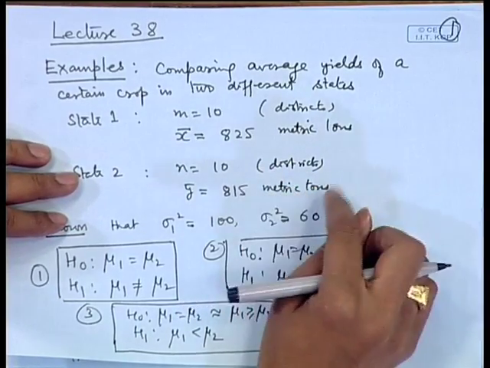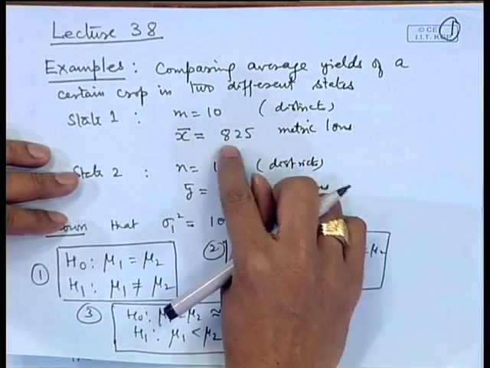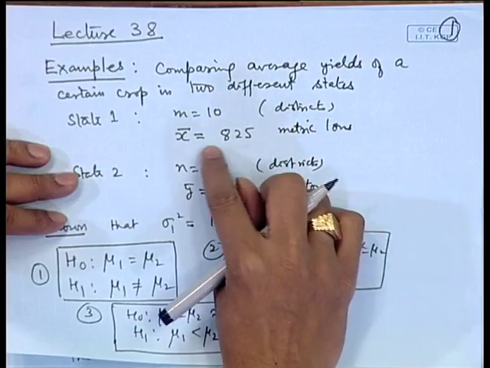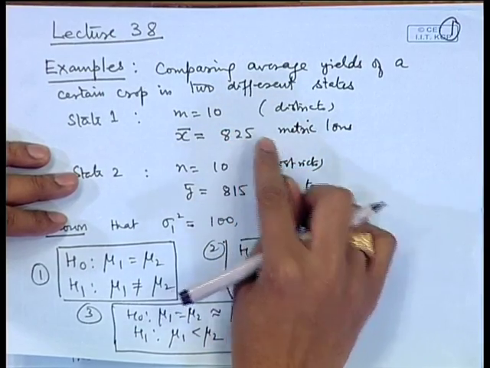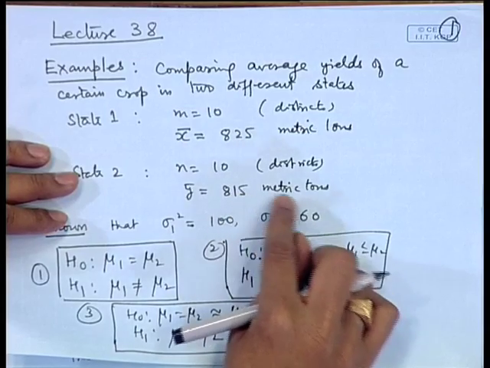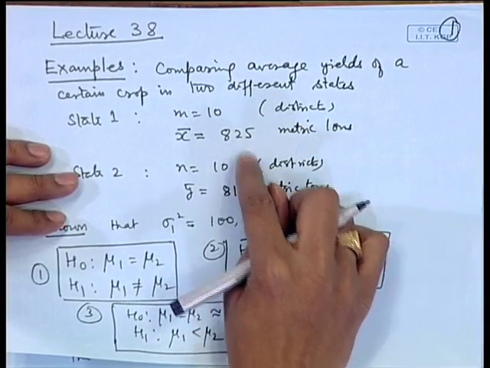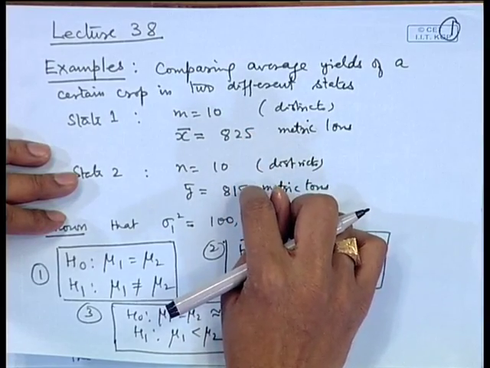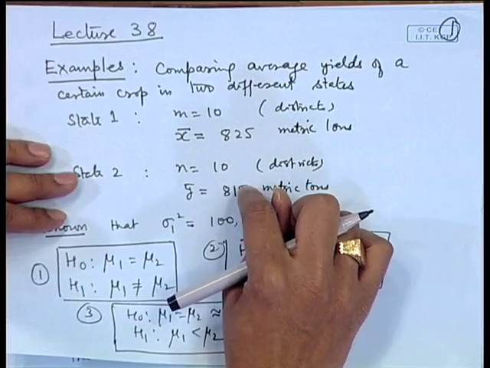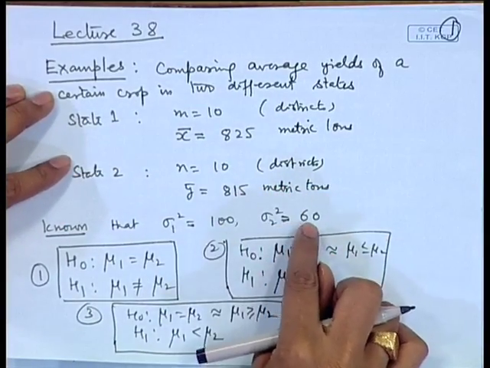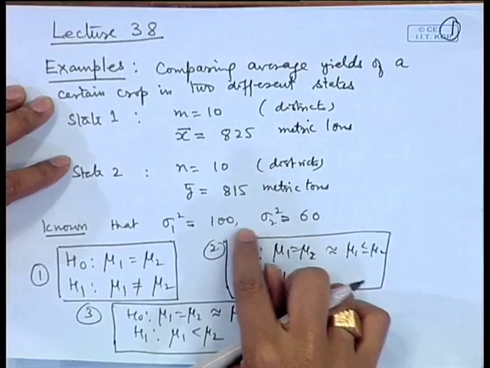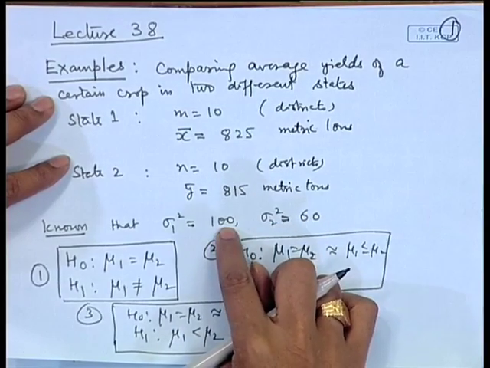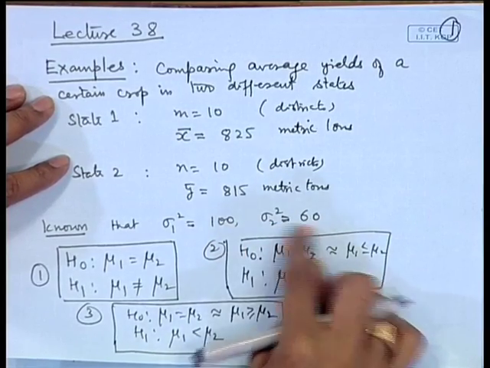What was our initial problem? Our initial problem is to compare the average yields in the two states, and we observe from the random sample of 10 districts each that in the first state it is 825 metric tons, in the second state it is 815 metric tons. So, from the observed values it is clear that the first is having higher average yield, but statistically is it significant? So, for that we needed some other characteristics. In this particular case, the standard deviations are available, it is 10 and slightly less than 8 respectively.